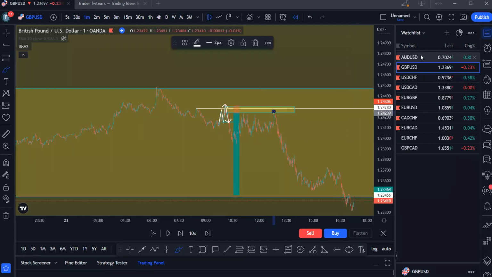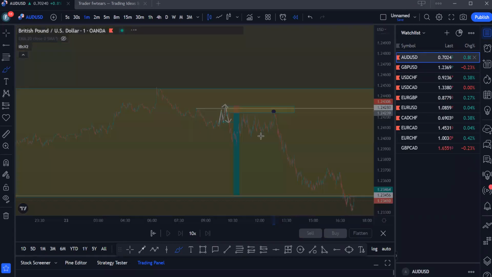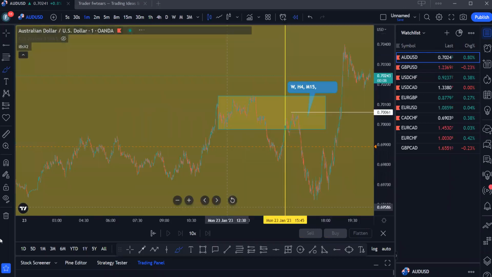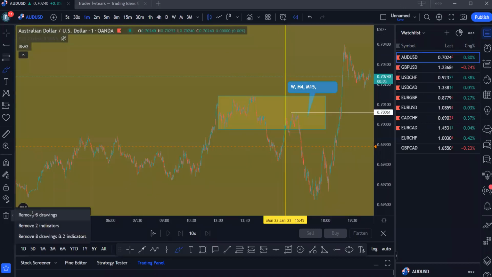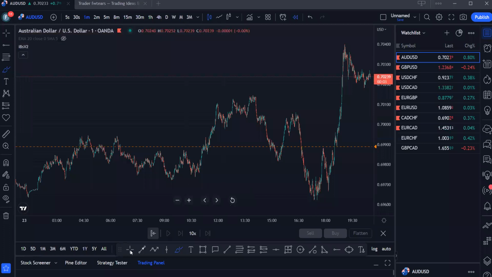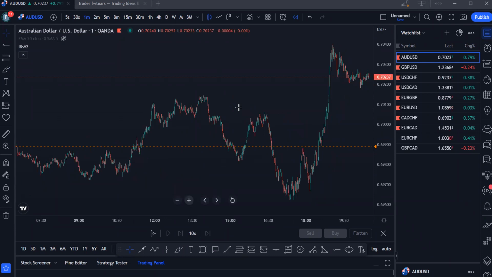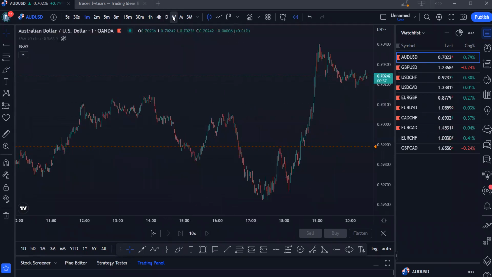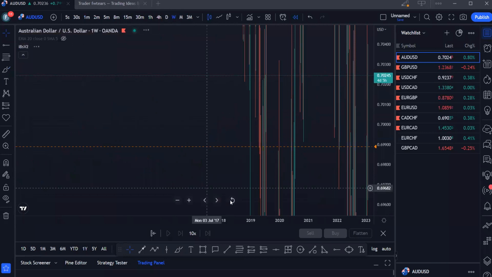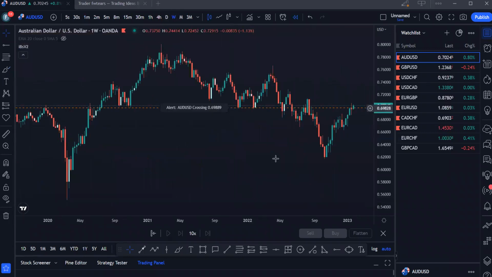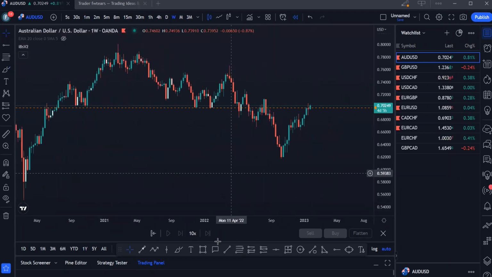Let me show you another possible entry on AUD USD, right? So let me delete all of this. I'm doing this back testing to drive home the point that I usually make on these live trading sessions. So when you go to the AUD USD weekly chart, okay, so what can we see that's going on on the weekly chart?